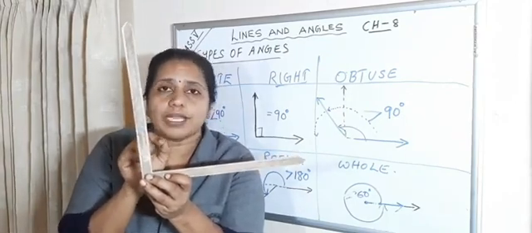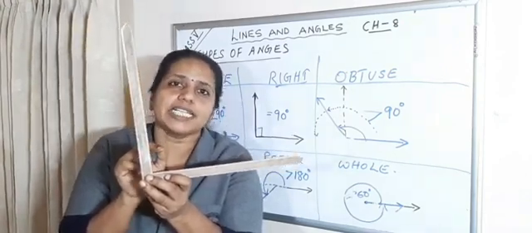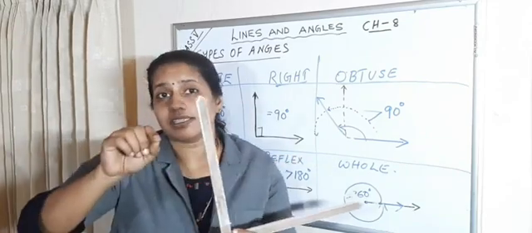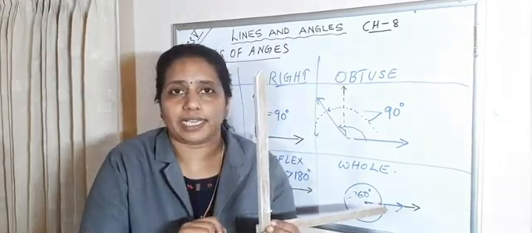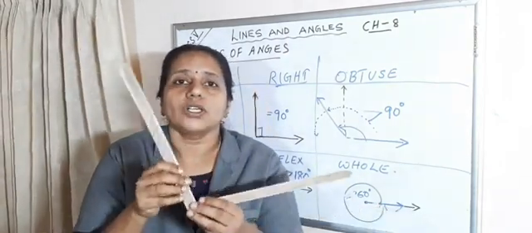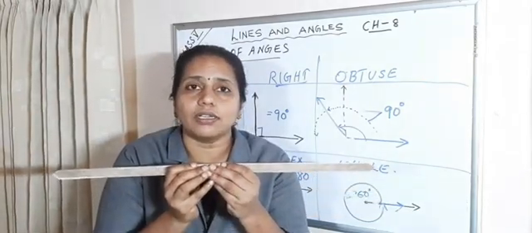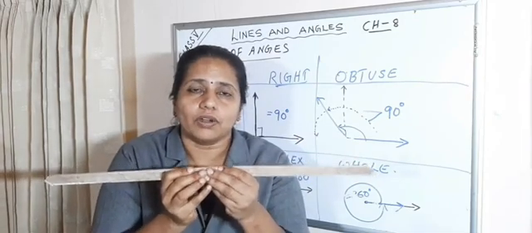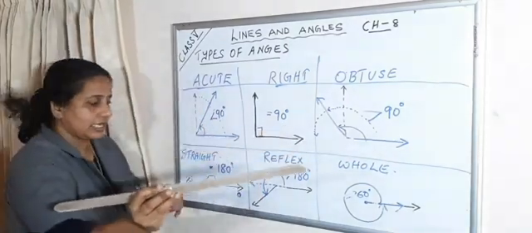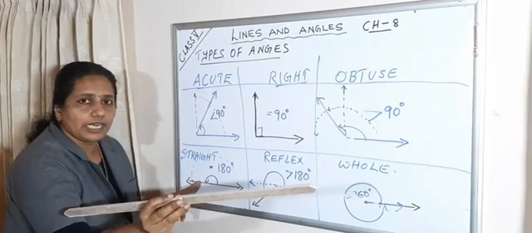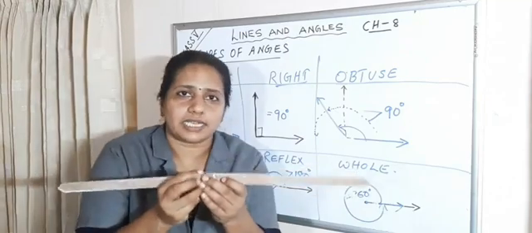Okay, in your instrument box there is an instrument, the protractor. Take that protractor. Now you can see it is marked 0, 10, 20, 30 up to 180. Look here. What is this angle called? It is a straight line, and a straight angle is always 180 degrees. So it is called a straight angle.